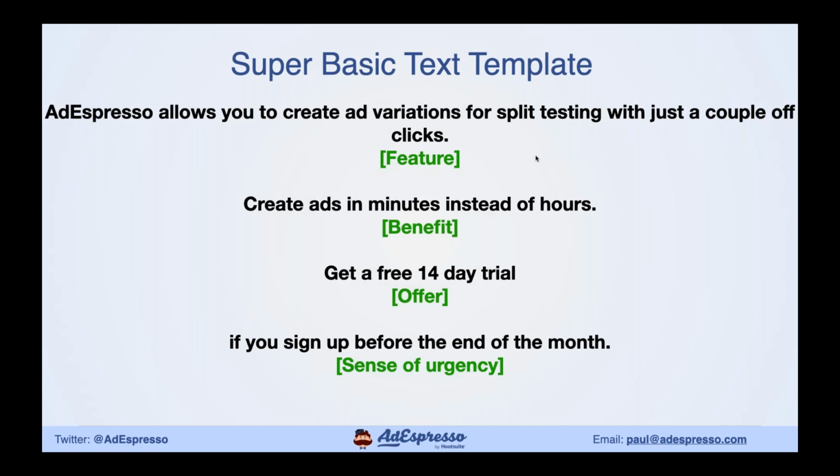Now we need to turn that around, and what's the benefit to the end user? Well, the benefit is that they're probably going to be busy, and they can create ads in minutes instead of hours using AdEspresso. And then to hook them in, we've got an offer. We've got that free 14-day trial. And then we need to make sure they take advantage of that offer straight away and not just save it for later. So you only get that offer if you sign up before the end of the month there. And so that's the kind of breaking down a classic features, benefits, offer, urgency ad text that's been used for hundreds of years there.